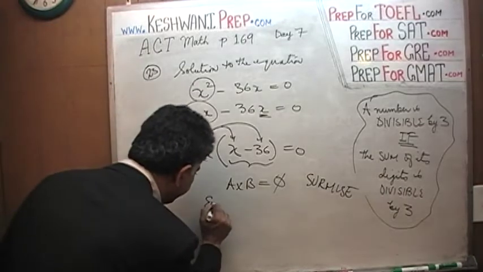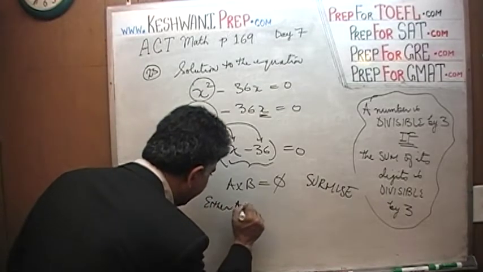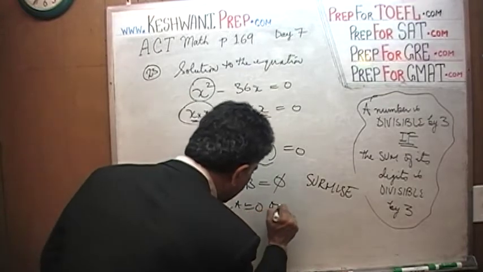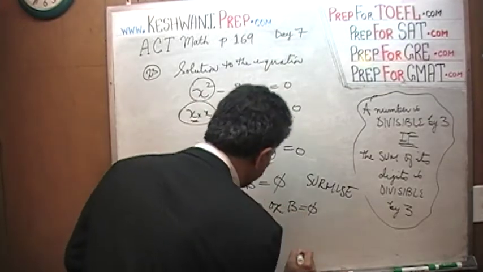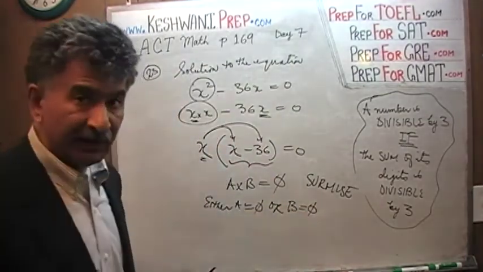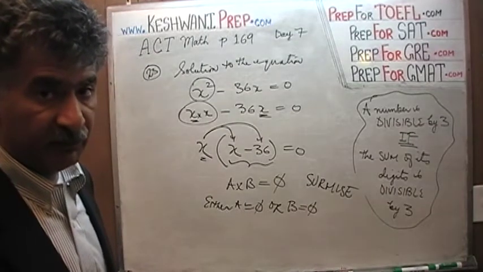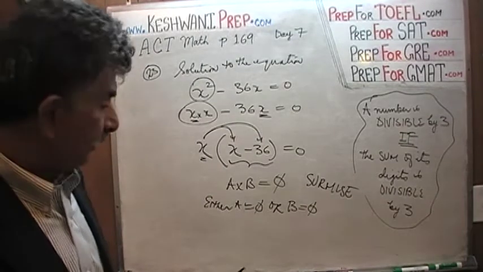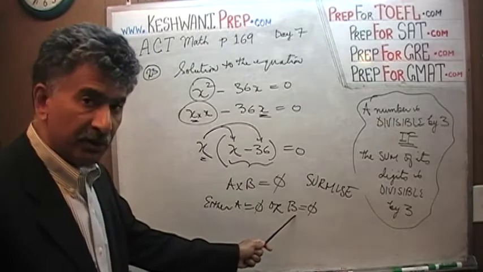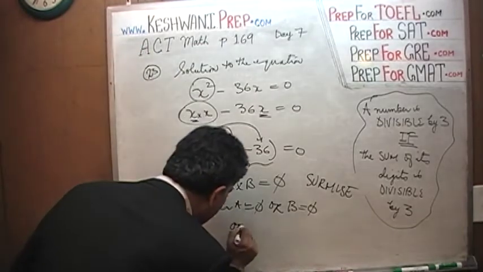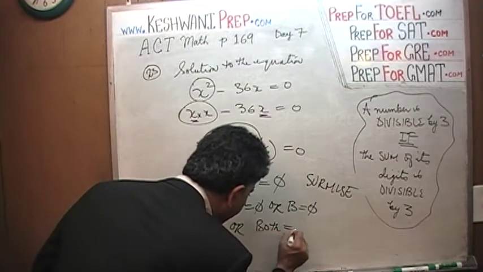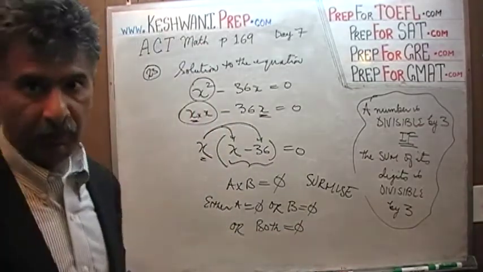Either a is equal to 0 or b is equal to 0. As a matter of fact, now that I think about it, there are not only two possibilities, there are actually three possibilities. Either a is equal to 0 or b is equal to 0, or they are both equal to 0. 0 times 0 is also 0.